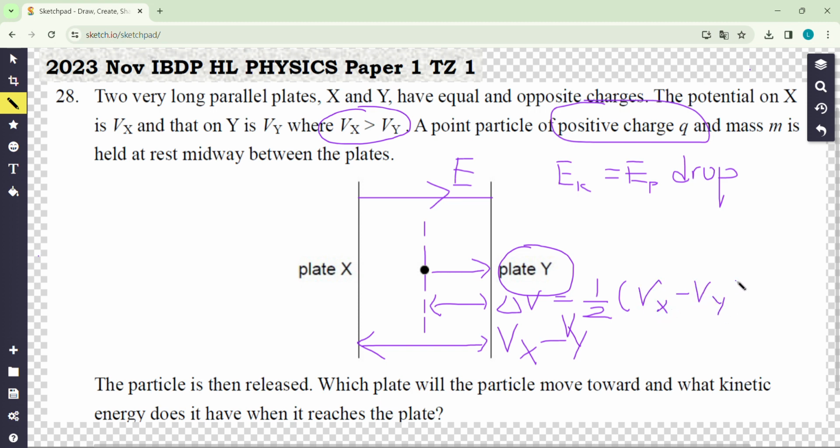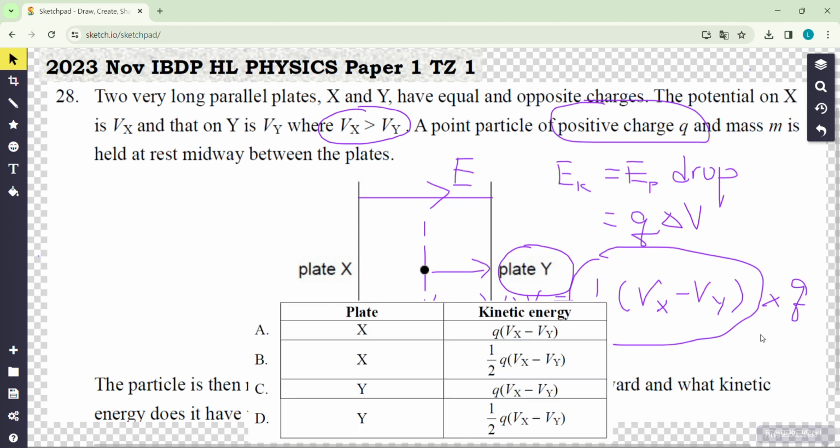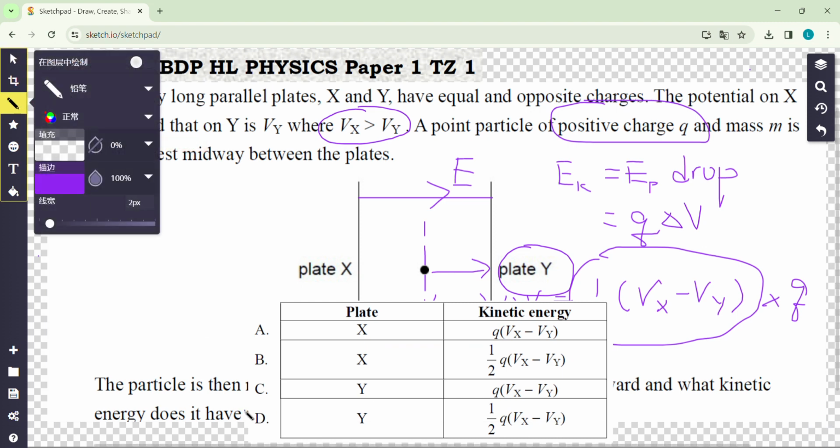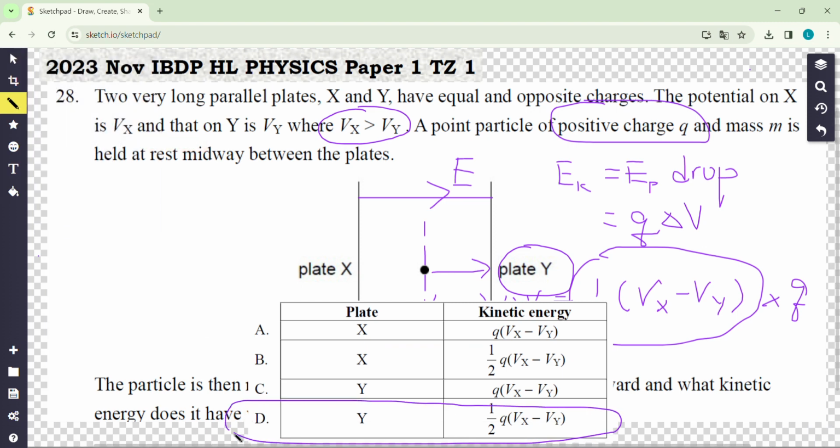So we have the potential difference, and remember, potential energy is Q delta V. So the kinetic energy gain is Q delta V, so it should be this thing multiplied by Q. So the answer is D. Thank you.